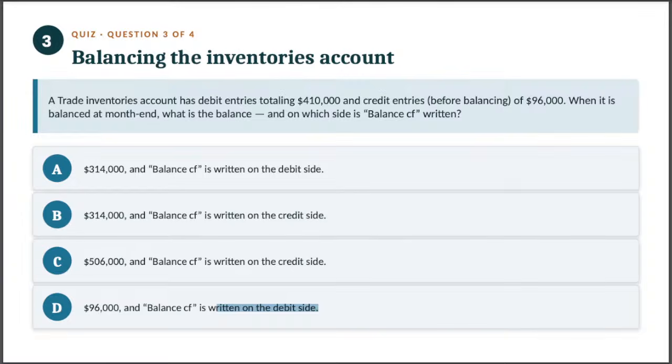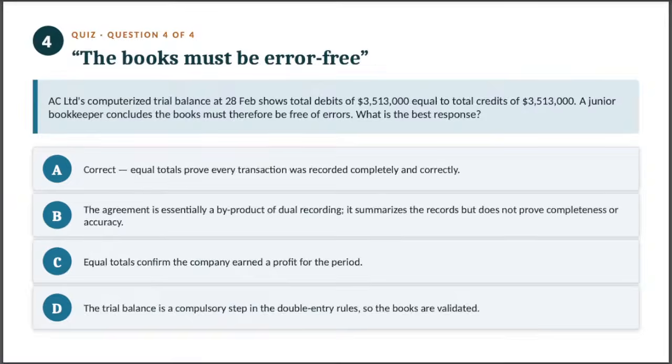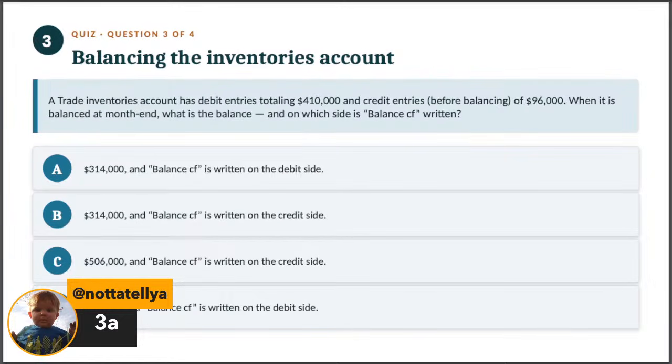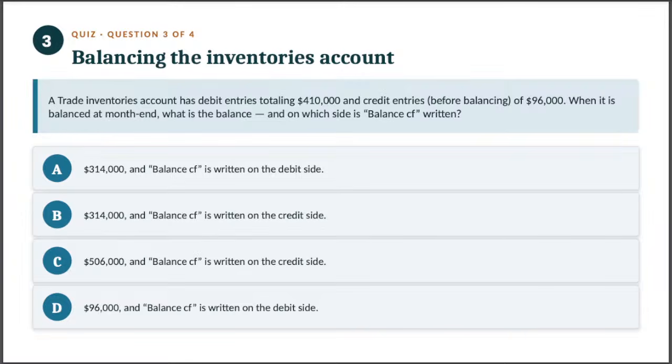Tricky one here. Anyone want to take a chance at this one? All right, going once, going twice. This is a tricky one. All right, let's get on to question 4. Not a Taliath says 3A. So 314,000 and balance CF is written on the debit side. Gotcha. All right. Final question here.